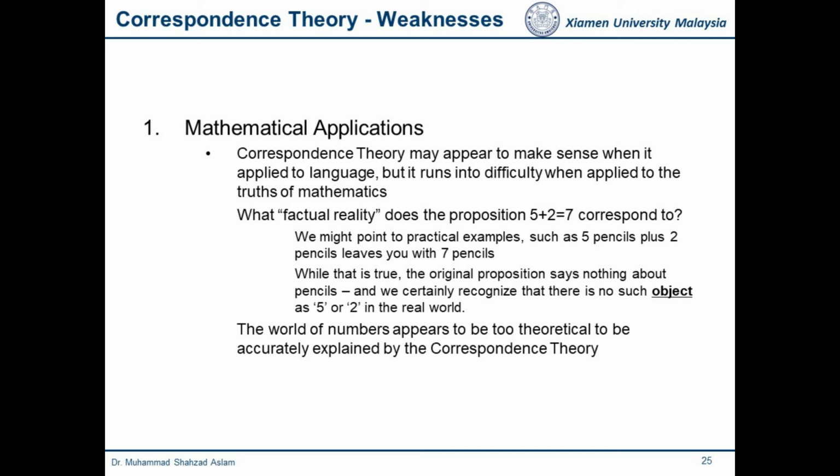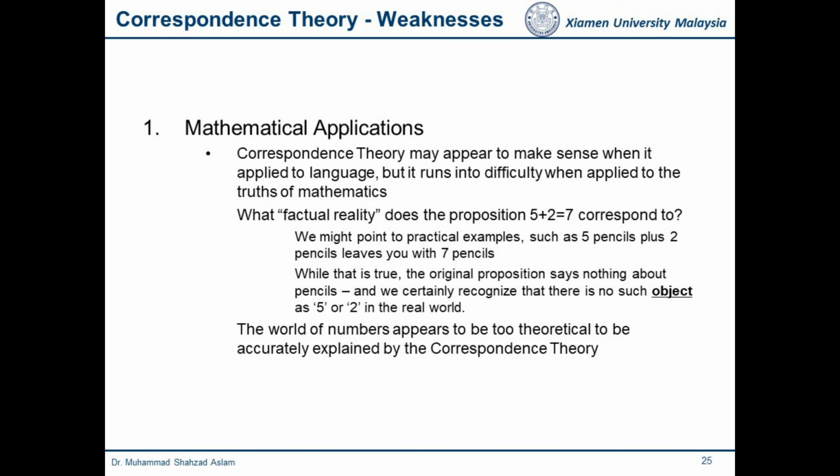where rationalists are more powerful, and rationalists explain in terms of objects, mathematical objects. So when we talk about mathematical application, correspondence theory faces some difficulty. For example, when we talk about factual reality, like 5 plus 2 is 7 or 2 plus 2 is 4, we might point to a practical example such as 5 pencils plus 2 pencils leaves you 7 pencils. But what is true in the original proposition is nothing about pencils, and we certainly recognize that there is no such object as 5 or 2.